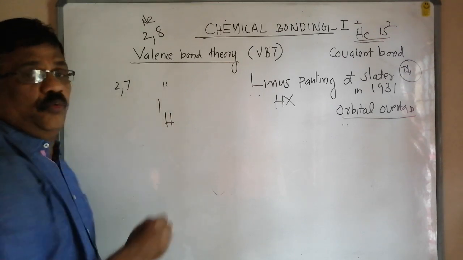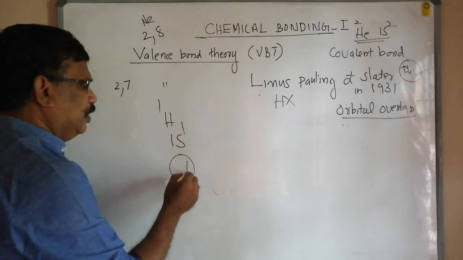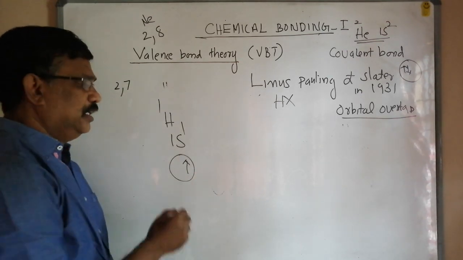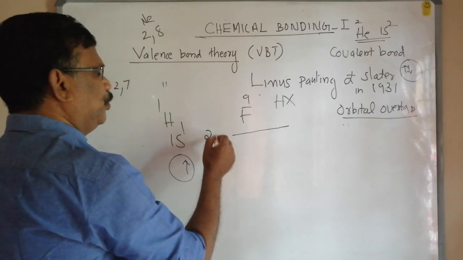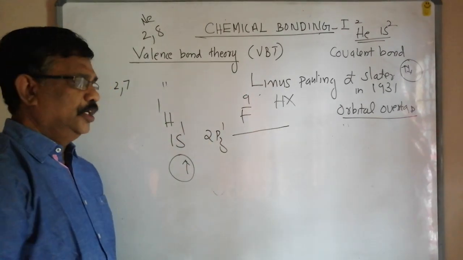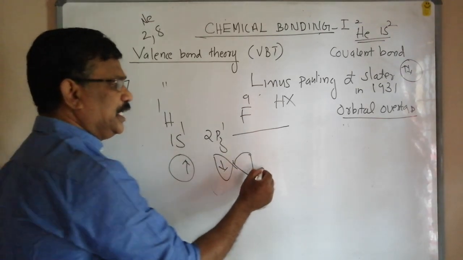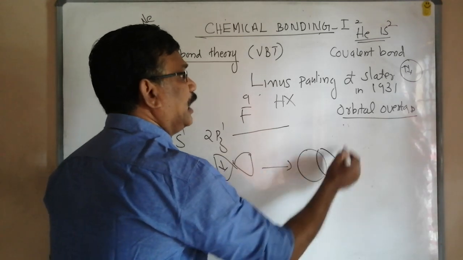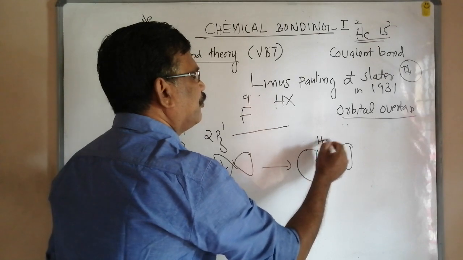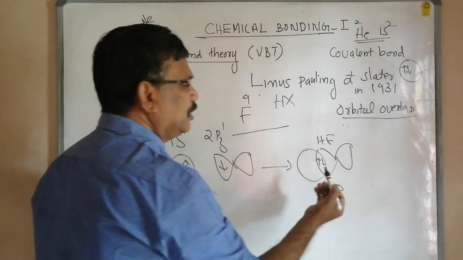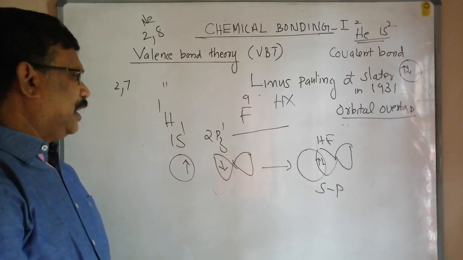So hydrogen, atomic number 1, configuration 1s1, spherical orbital with 1 electron, half filled, unstable, deficiency of 1 electron. Fluorine, atomic number 9, configuration 2pz1 as discussed before. So a dumbbell shaped orbital with 1 electron. When H and fluorine approach each other, these two orbitals get overlapped. Orbital overlap. A pair of electrons and HF is formed. And this overlapping is called sp overlapping. So HX is formed by sp overlapping.